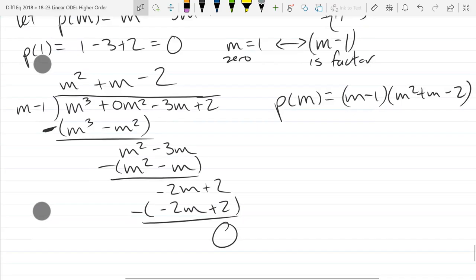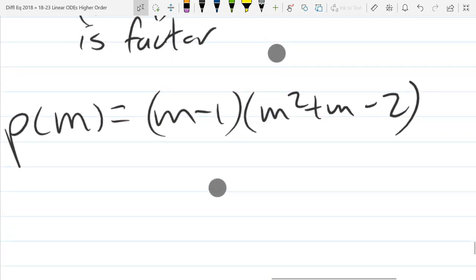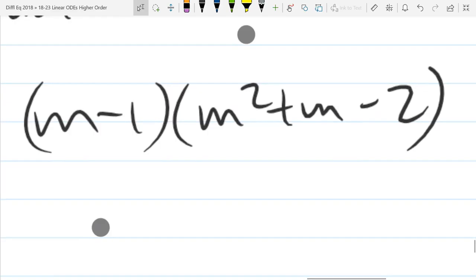So any questions about this rational zero theorem or long division? How are we going to factor that m squared plus m minus 2? What are some choices? m minus 2, m minus 1. So we can get lucky, just basically write down the way that it factors.